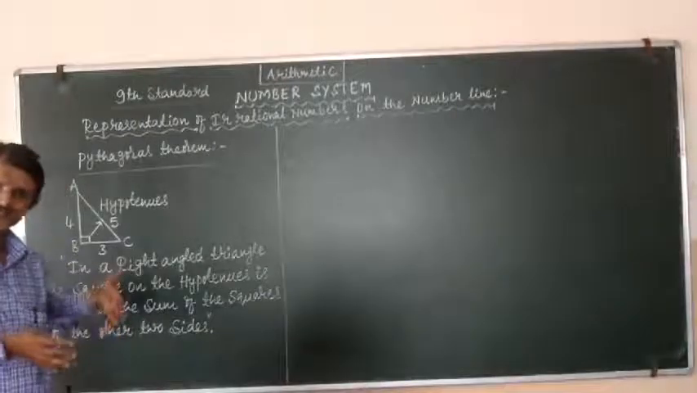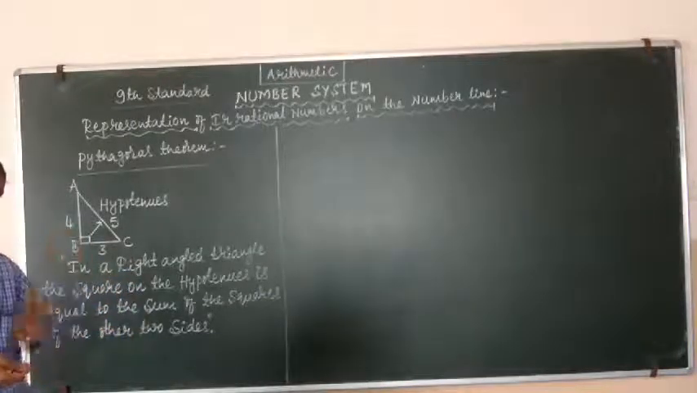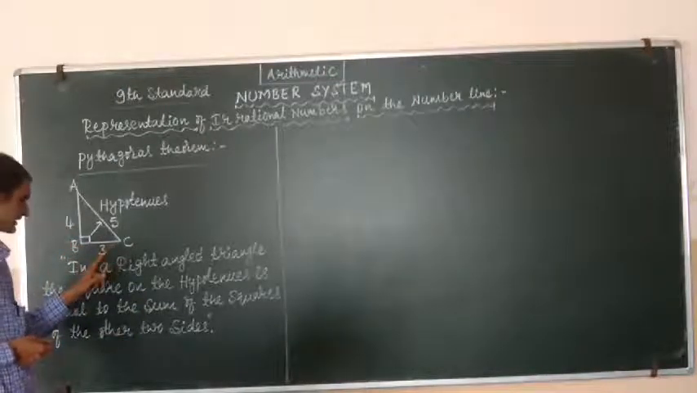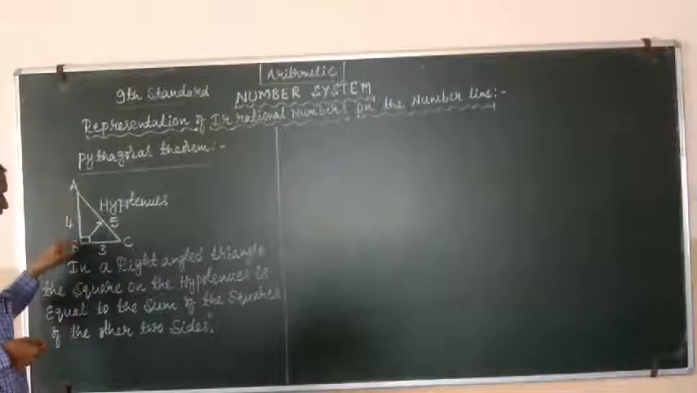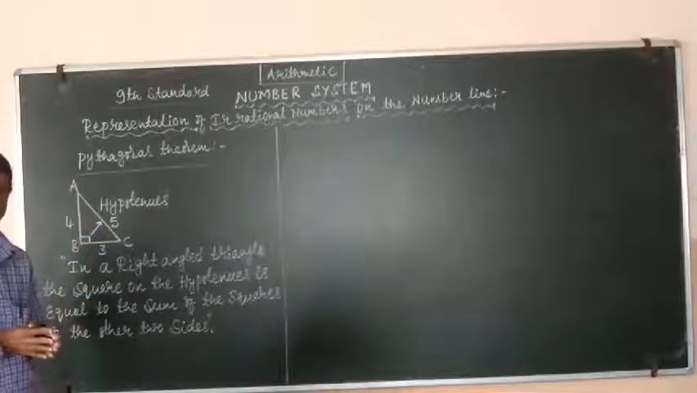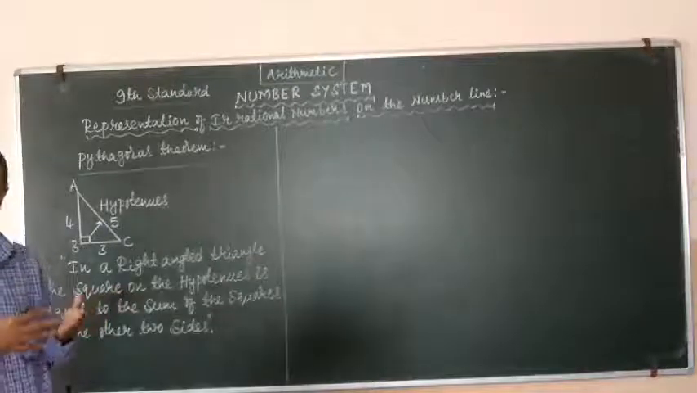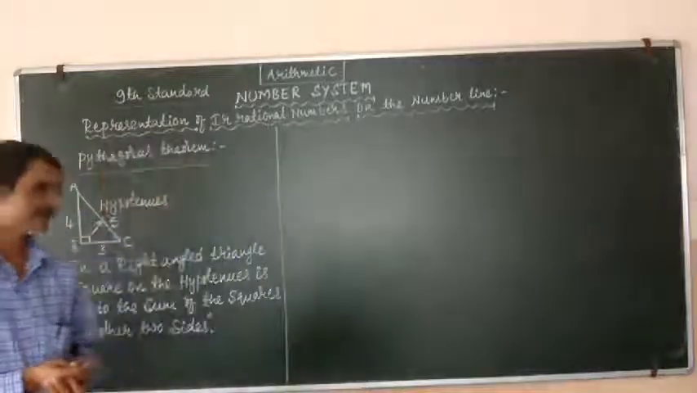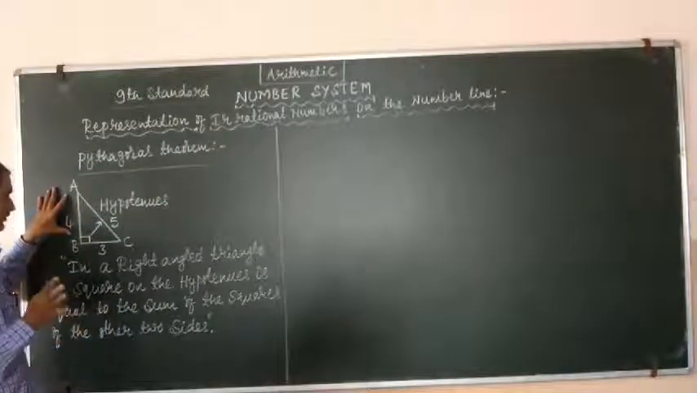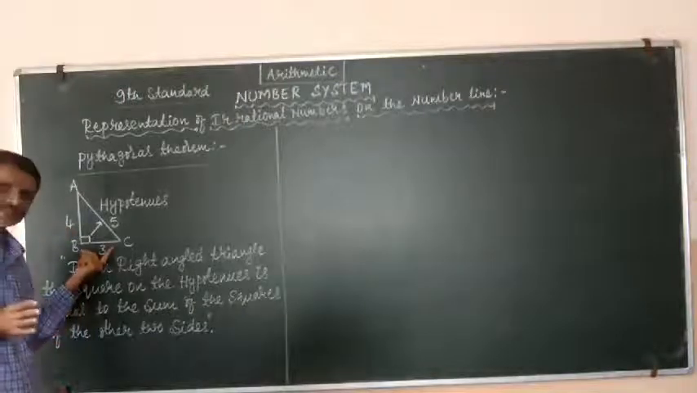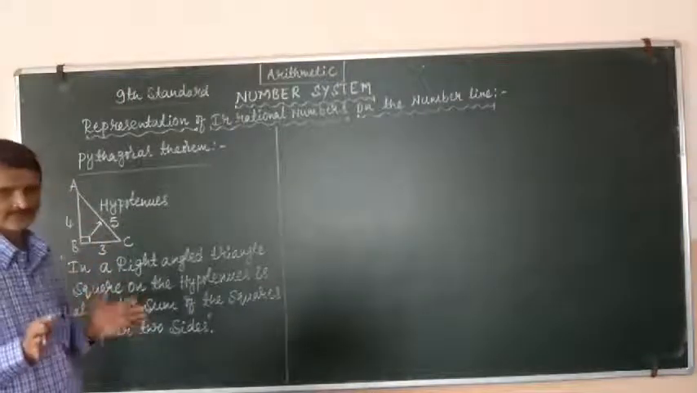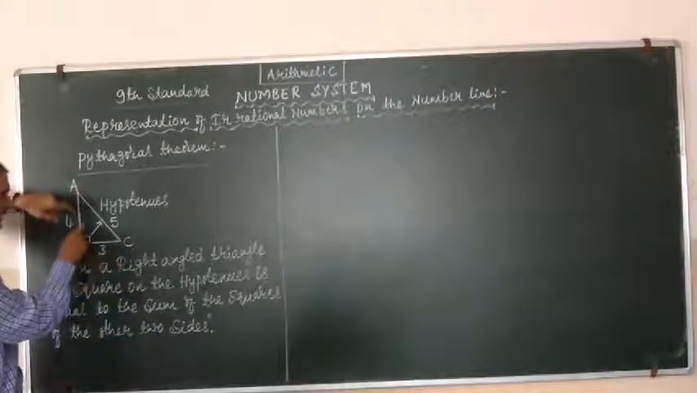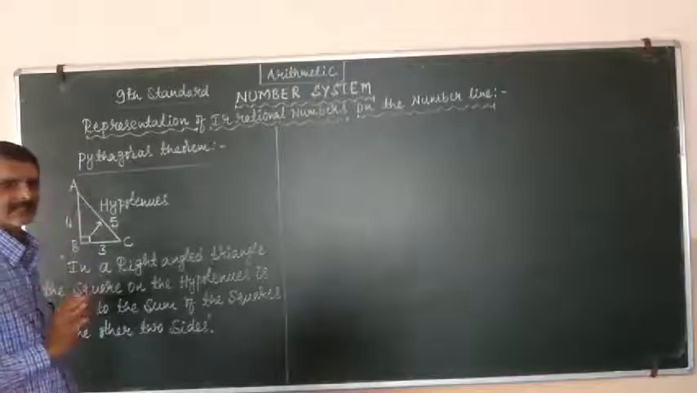Students, let us see an example to understand this statement. Here I have taken BC as 3 units, AB as 4 units, and AC as 5 units. The units may be in centimeters or meters. So AB is 4 units, BC is 3 units, and AC is 5 units.